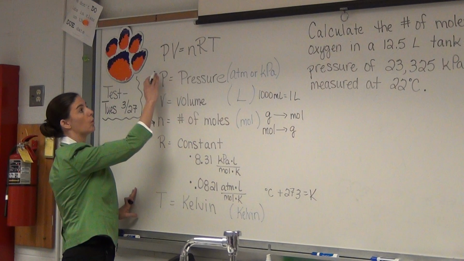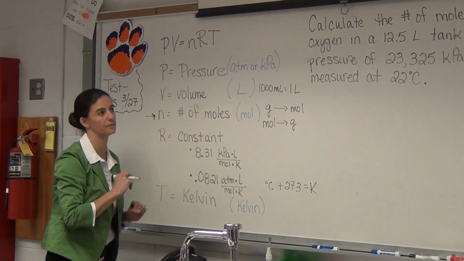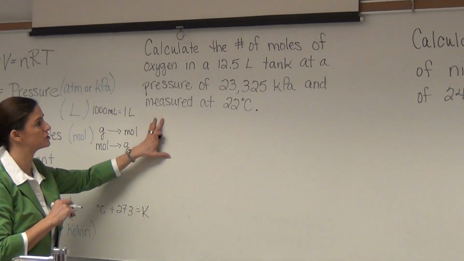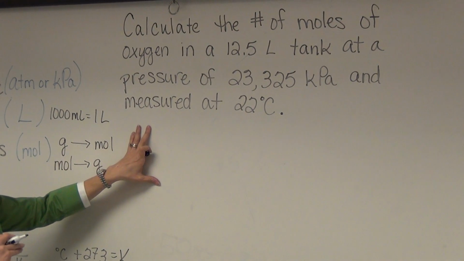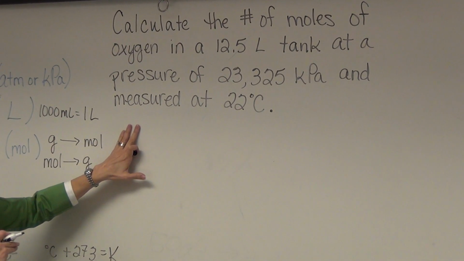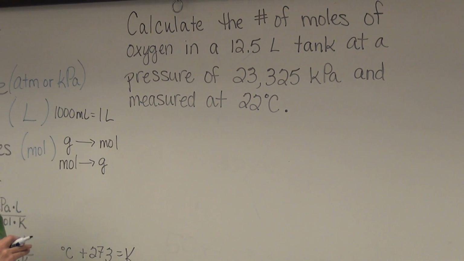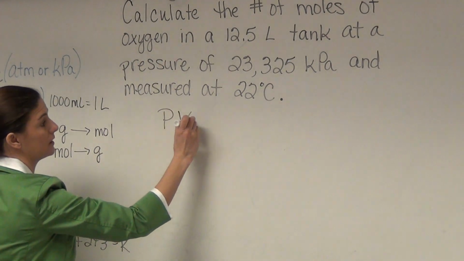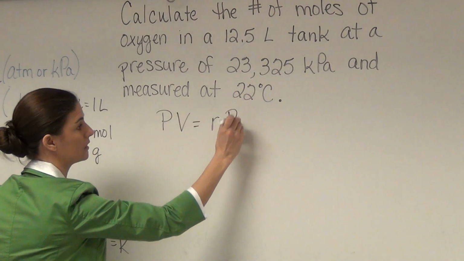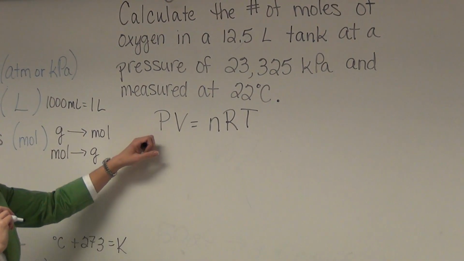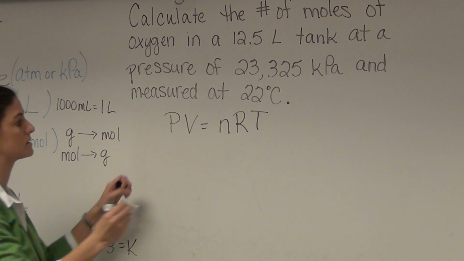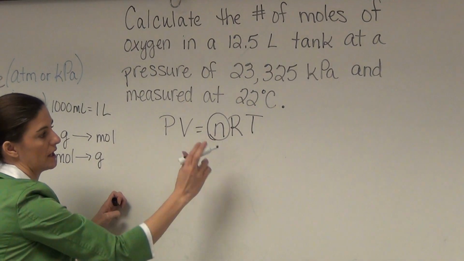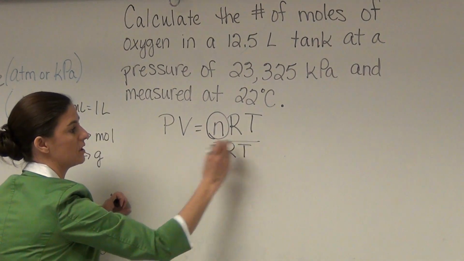You're always going to solve for one of the variables, so we have to rearrange our formula. So let's look at this. It says calculate the number of moles of oxygen in a 12.5 liter tank at a pressure of 23,325 kPa and measured at 22 degrees Celsius. Your first step is to write the formula, PV equals nRT. Decide what you're solving for. In this case, it says number of moles. So I'm going to circle number of moles, and I'm going to rearrange this formula to solve just for n, which means divide by RT on both sides.